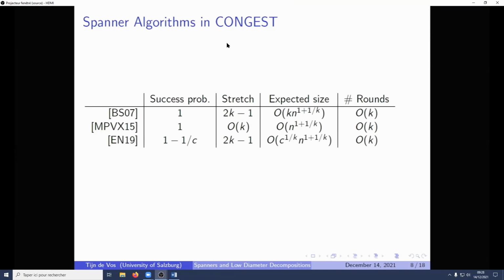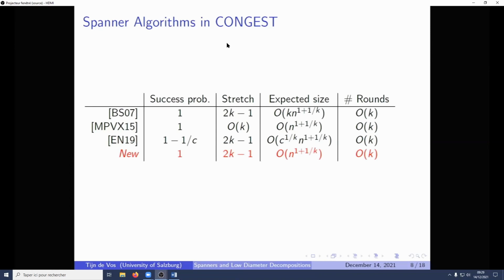Elkin and Neiman later showed a slightly improved result. It gets the stretch back, but now it doesn't necessarily have the right stretch. So with probability 1 over c, the stretch is too large. And if you look at this, you can see this is not a with-high-probability result, because if you want c to be really big, the expected size goes up. So this is only a constant probability result for the right size.